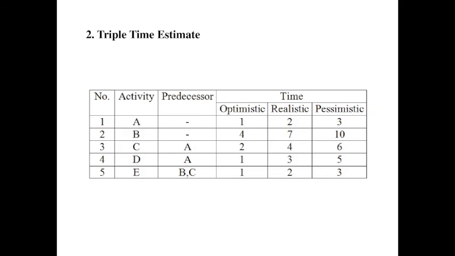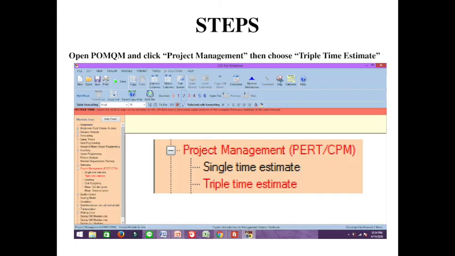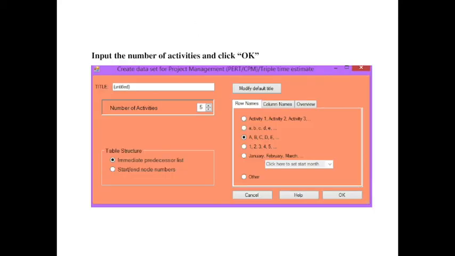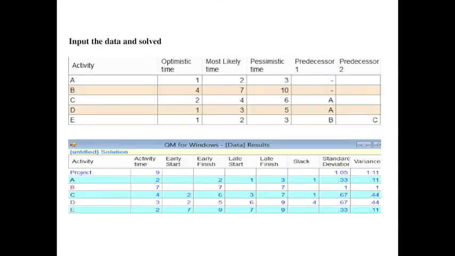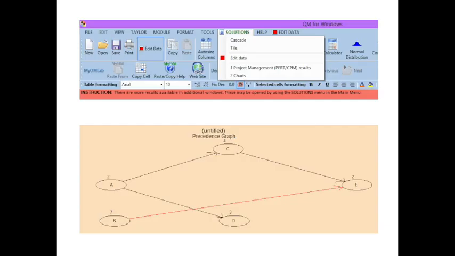So the first step is to open POM-QM and click Project Management, then choose the triple time estimate. Then you will see this on your screen, and you need to input the number of activities and click OK. Then you can simply input the data and solve the problem. You can also easily see the chart, and as we can see on the screen, the critical path is B to E, which has the time 7 plus 2, 9 days.